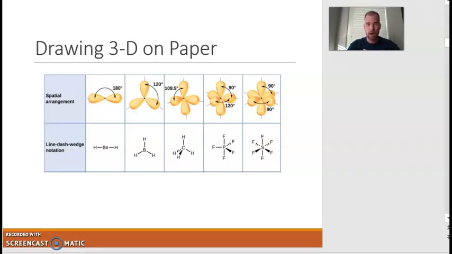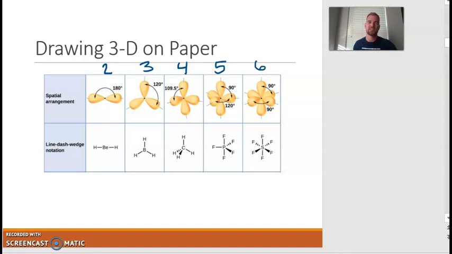So welcome back to the PowerPoint. What I have here are your 5 electron domain geometries. We have 2 electron domains, which is linear, 3 electron domains, which is trigonal planar, 4 electron domains, which is tetrahedral, 5 electron domains, which is trigonal bipyramidal, and 6 electron domains, which is octahedral. So I have those there.